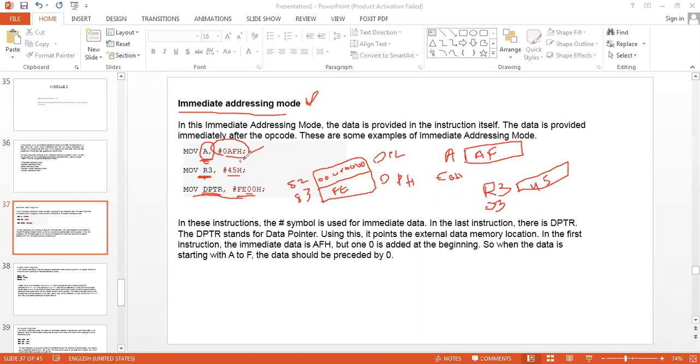The source operand should always be a number, a value, or a data, which is followed by the hash symbol always. Then this value is treated as data.